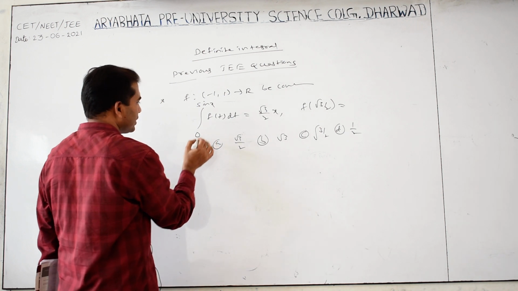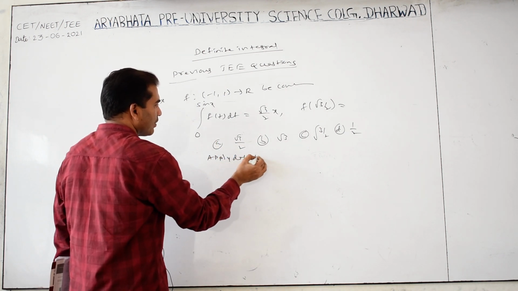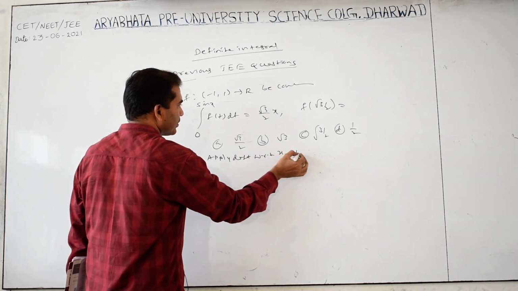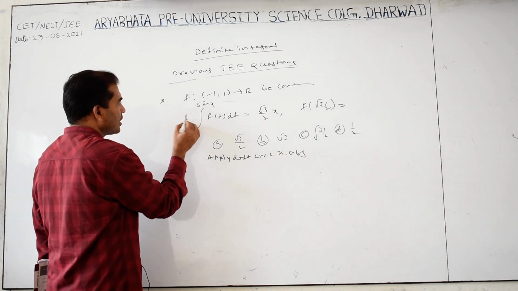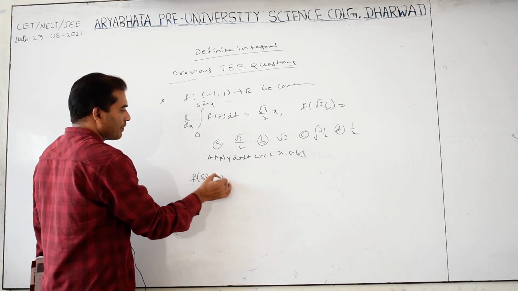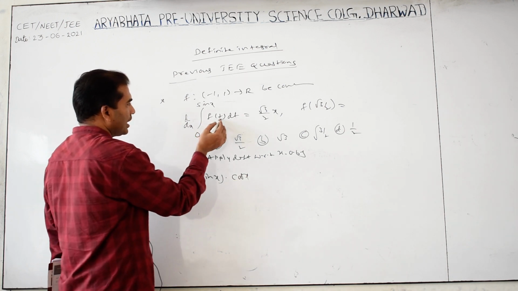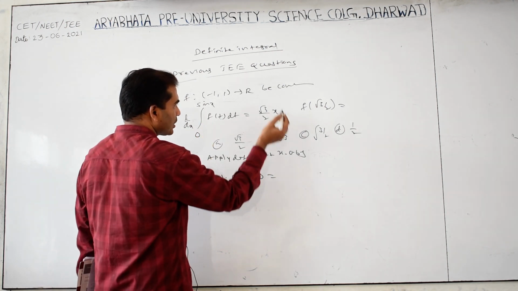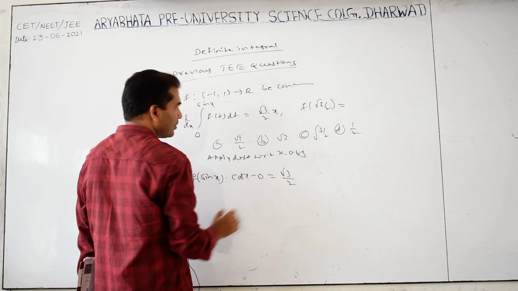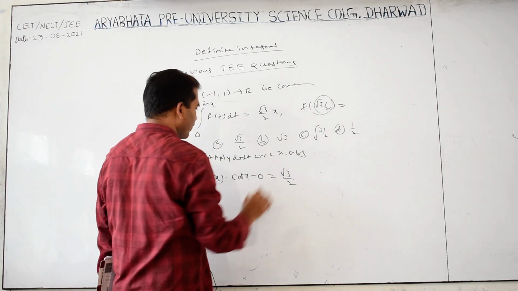Apply differentiation with respect to x on both sides. For the integral, apply the upper limit f of sin x in place of t, and the derivative of sin x is cos x. The lower limit is 0, and the differentiation of root 3 by 2 x is root 3 by 2. Here we want f of root 3 by 2.